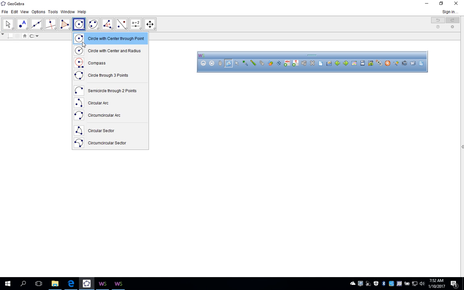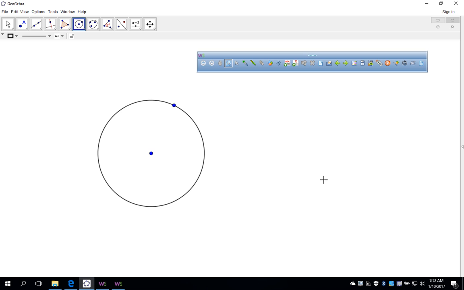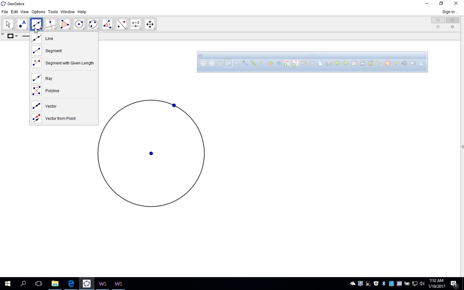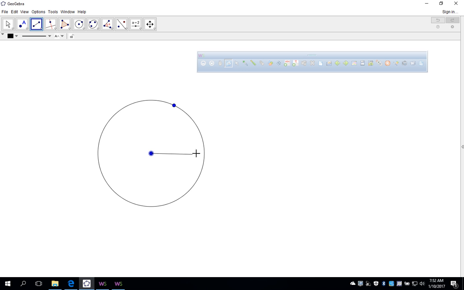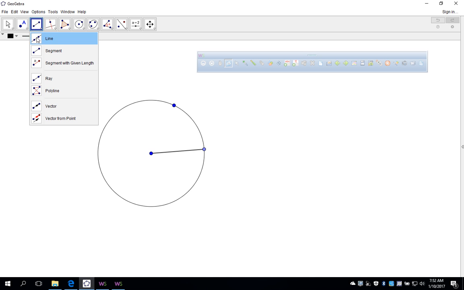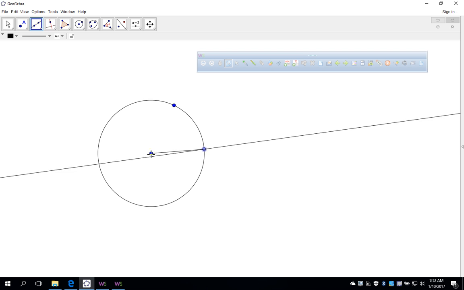Draw a new circle. And then we're going to make a diameter through this circle. The only way I could figure out how to make a diameter is to make a radius first, because I want to make sure it goes through the center. So I'm going to make a radius by going from the center to the circle. There's probably a better way to do this, but I'm going to make a line that goes from this point through this point. Edit, undo. I'm going to make a line.